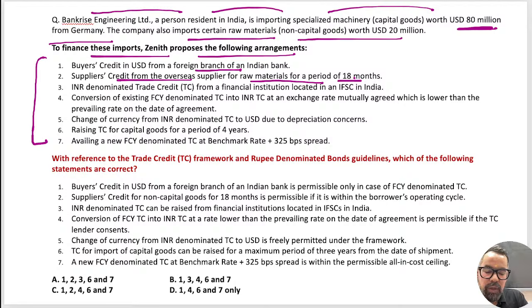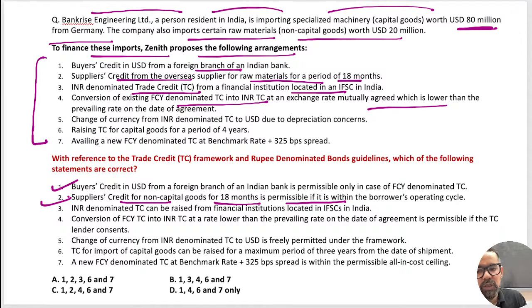So 18 months, okay. Under the rules, I guess it is 12 months, right? Under the INR denominated trade credits, financial institution located in IFSC, conversion of this into INR is at a rate lower than the prevailing one, and changes in the currency of INR denominated credit, and spread is this, okay. So now, first statement: buyer credit in USD from foreign branch of an Indian bank is permissible only in case of foreign currency denominated trade credit. Supplier credit for non-capital goods for 18 months is permissible, right? This is also true here.